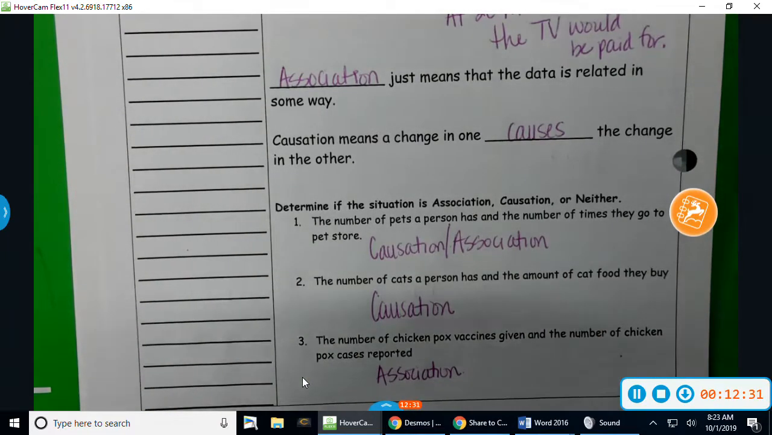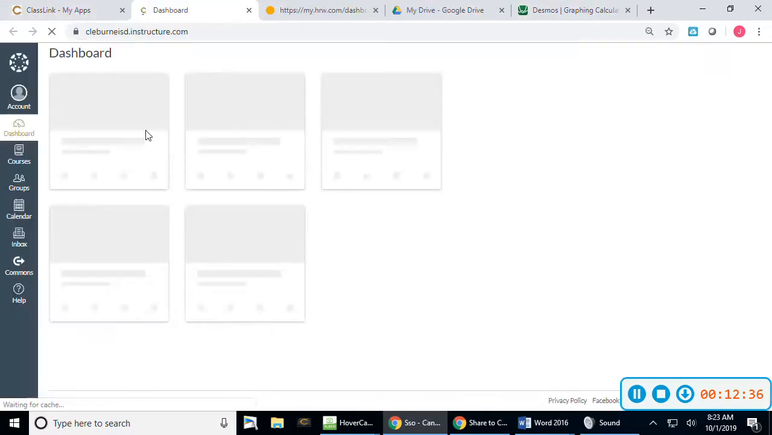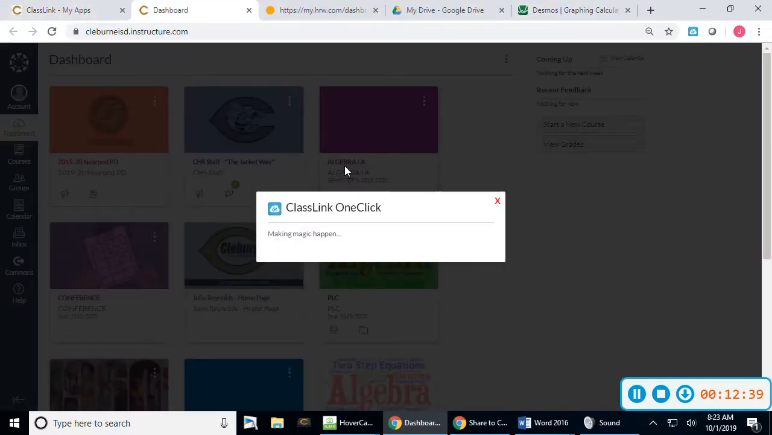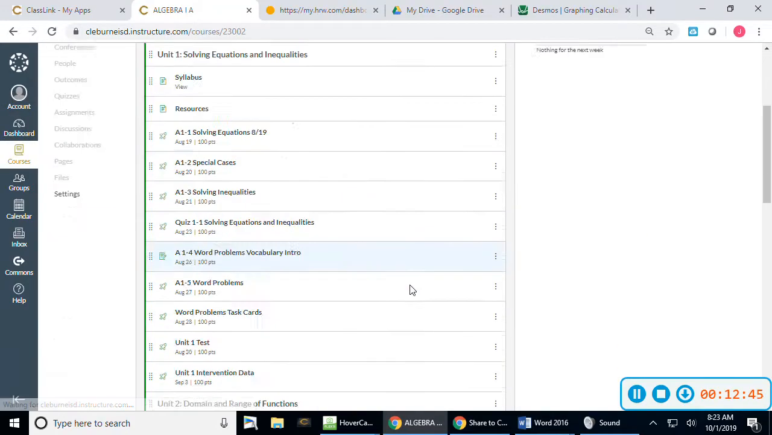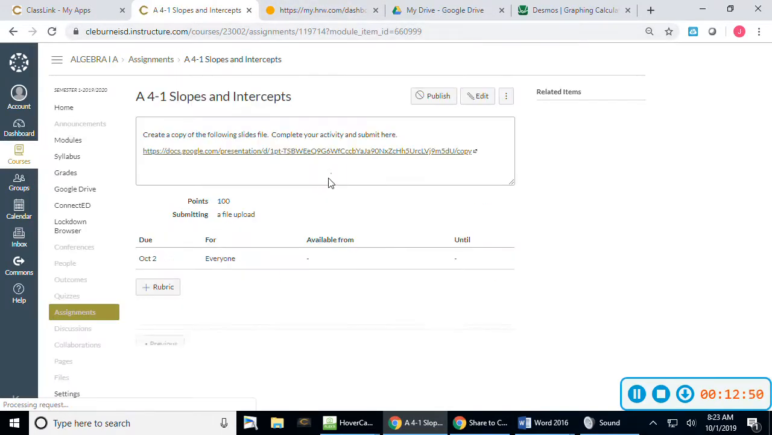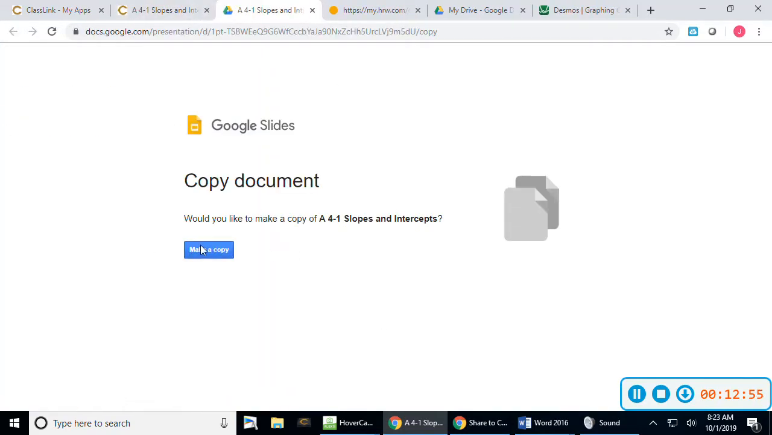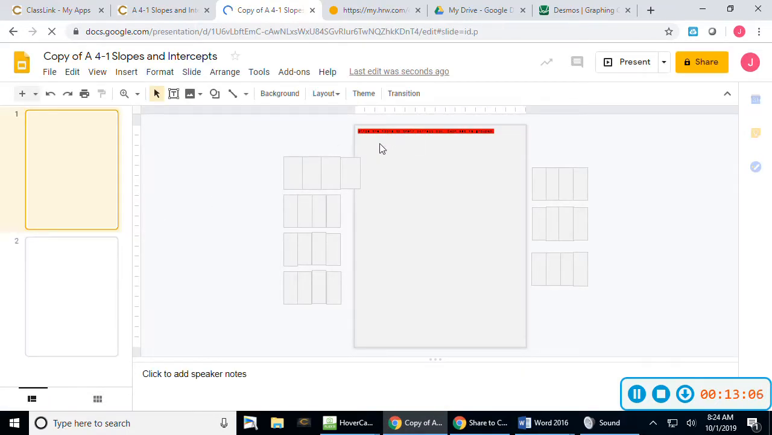Okay, so what y'all are going to do today, let me show you your assignment. It's in Canvas. You go here, it's slopes and intercepts. You're going to create a copy of the following slides file. So let me go here, and you're going to make a copy. Call it whatever you want to call it. Now this is your file. You're going to mess with it. If you need to zoom in, you need to zoom in because you can't see.